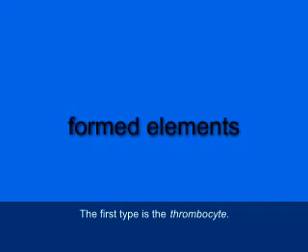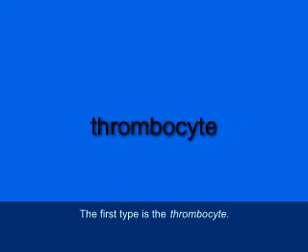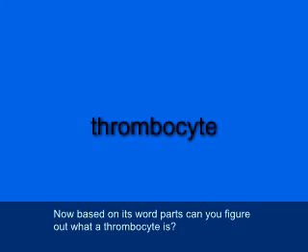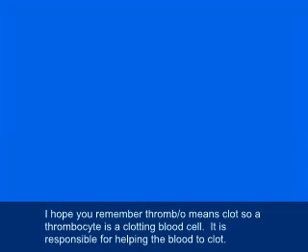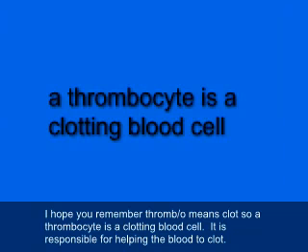The first type is the thrombocyte. Now, based on its word parts, can you figure out what a thrombocyte is? Well, I hope you remember thrombo means clot. So a thrombocyte is a clotting blood cell. It's responsible for helping the blood to clot.